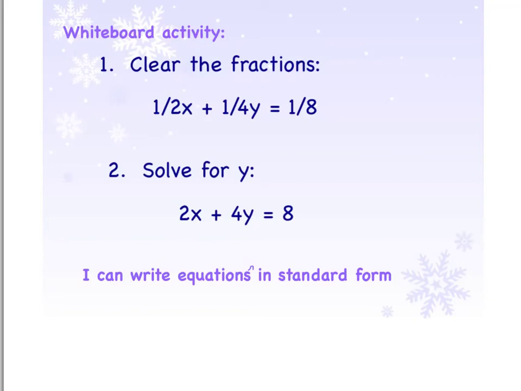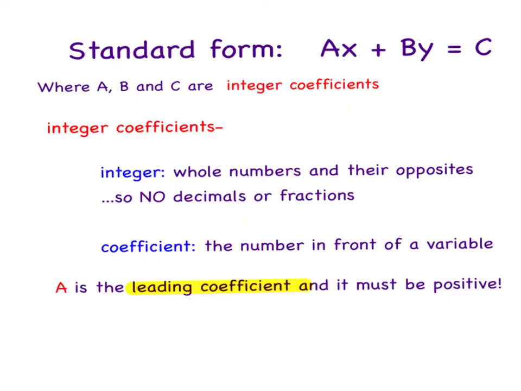This presentation is about writing equations in standard form. Remember, we've discussed standard form a little bit. ax plus by equals c is standard form where a is a number, b is a number, and c is a number. A, b, and c have to be integer coefficients though, and we have not talked about that.